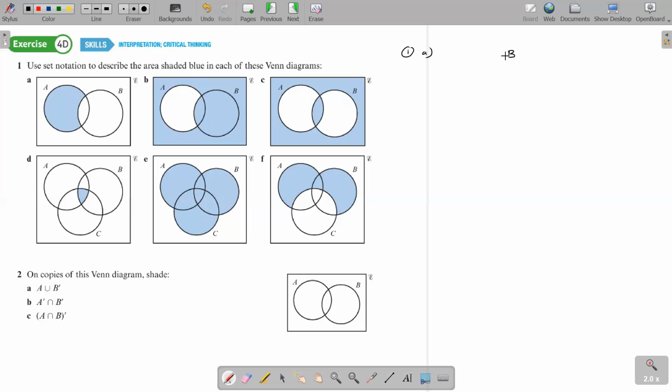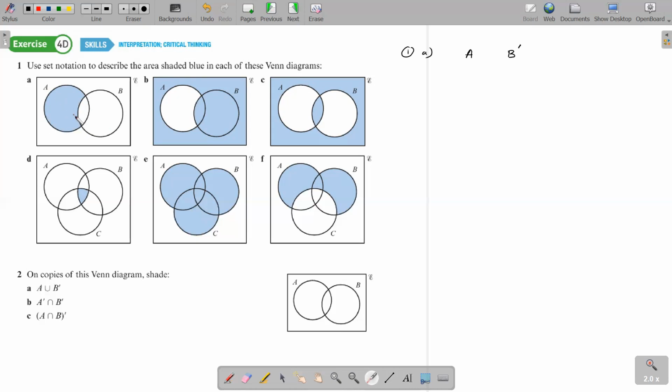That B is not involved in any way. So therefore, I'm going to choose B dash. B dash means it doesn't involve B. Okay, B dash means it doesn't involve B. And you can see it involves A, right? It involves, but not all of it, but it involves some part of it.